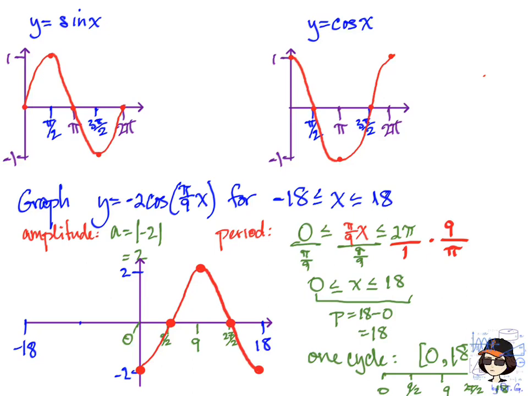Now, to get the rest of the graph, we're just going to repeat that hump on the left. So mark off a couple of tick marks. You don't really need to label them. And put your dots where you know they have to be. And connect them. And there we have it.